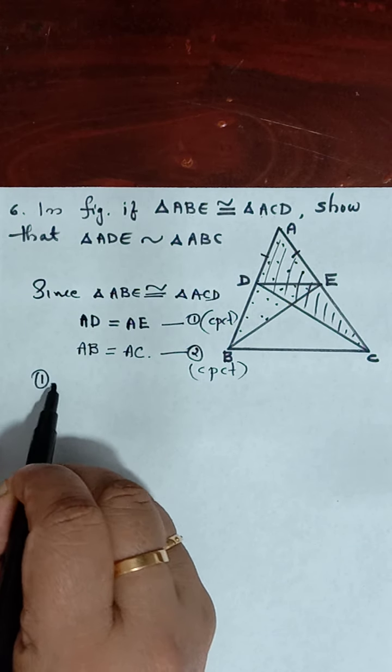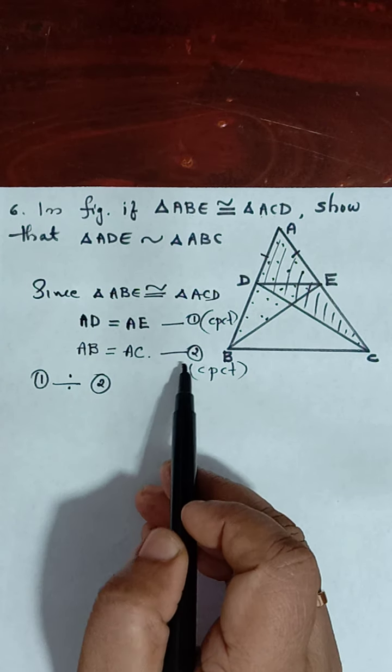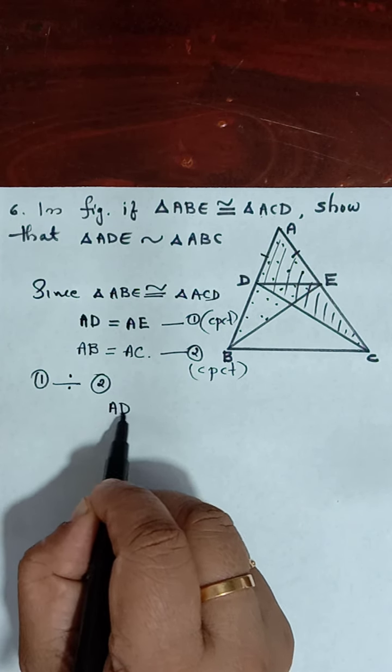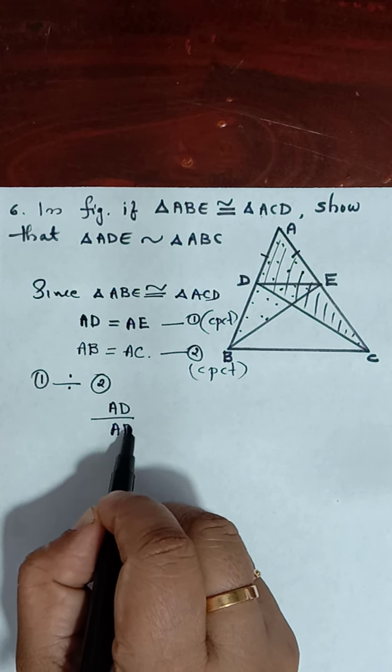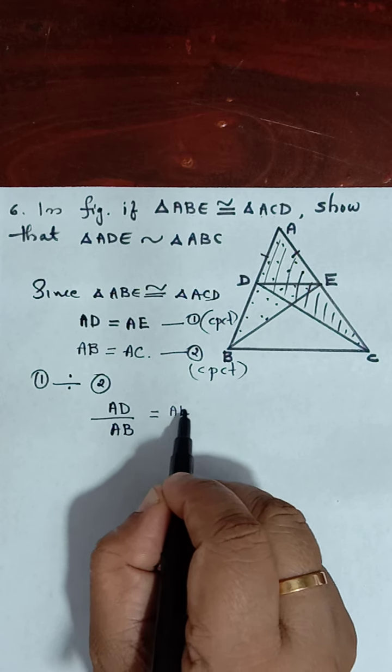Now I am going to divide 1 by 2, that is, the first equation by the second. What do we get? AD by AB equal to AE by AC.